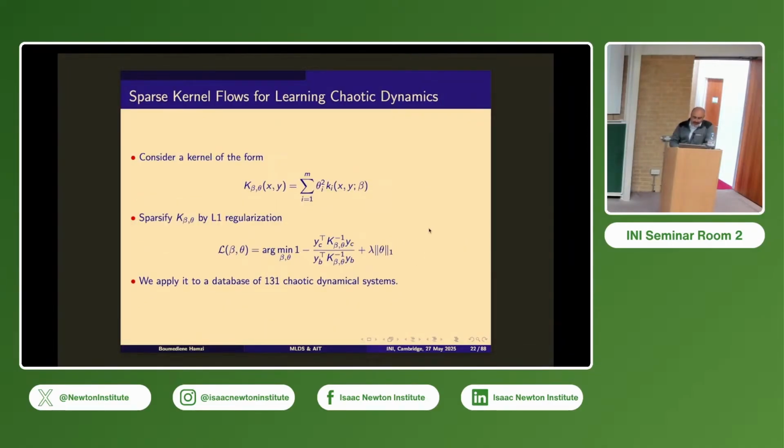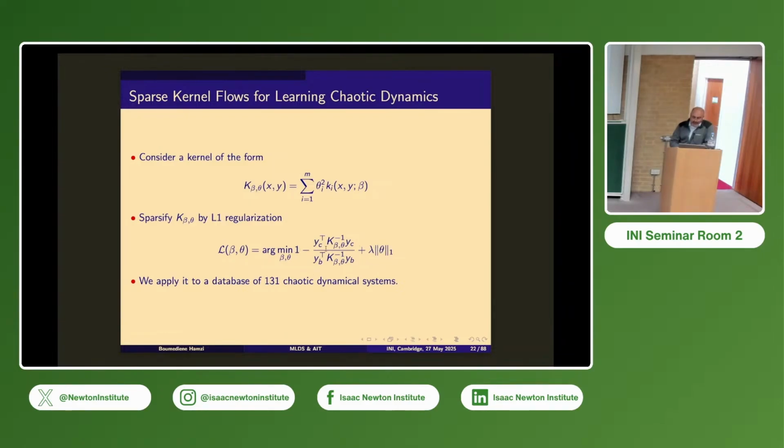The question is, which kind of kernel do we choose? The idea here is to choose a large dictionary of kernels, whose elements k_i are parameterized by beta. The theta_i here are the coefficients, and the betas are other parameters, like the sigma in the case of the Gaussian kernel. And then we sparsify, so we add an L1 penalty to the criterion. This can be changed.